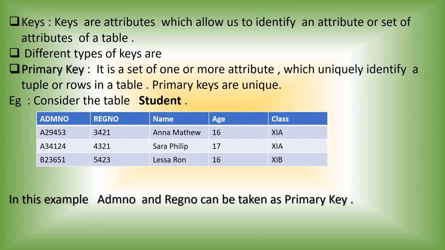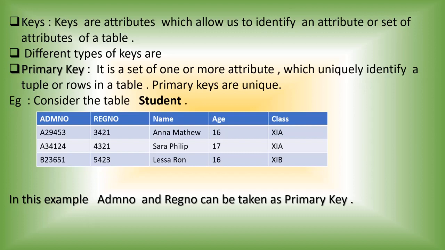So here it is, database keys. Keys are the attributes which allow us to identify an attribute or set of attributes of a table. There are four different types of keys. First one is primary key.